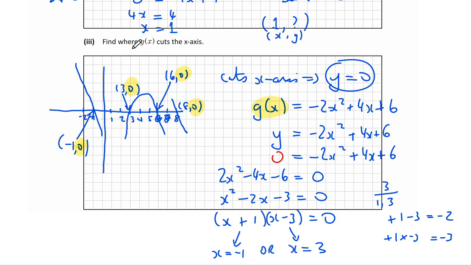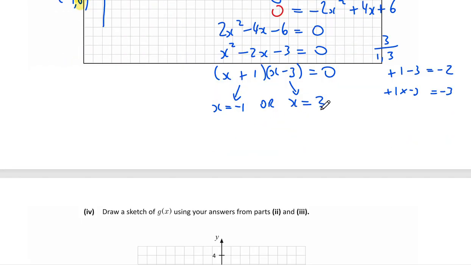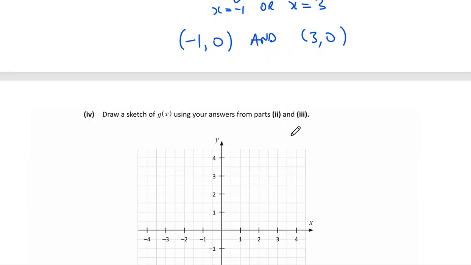And what are we asked to find? Find where g of x cuts the x-axis. So the graph cuts the x-axis at x equals minus 1 and x equals 3. And that's it. If I was asked for the coordinates, they will be minus 1, 0 and 3, 0, because you know that y is 0. And that's that part. Now we're going to draw the sketch of this graph.